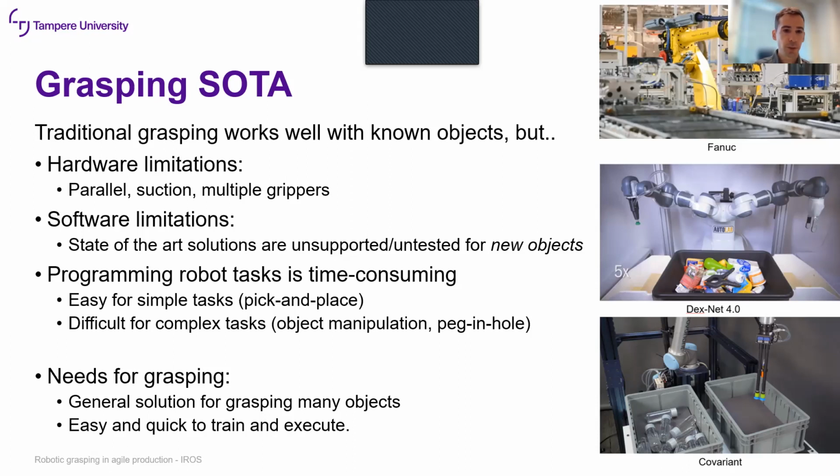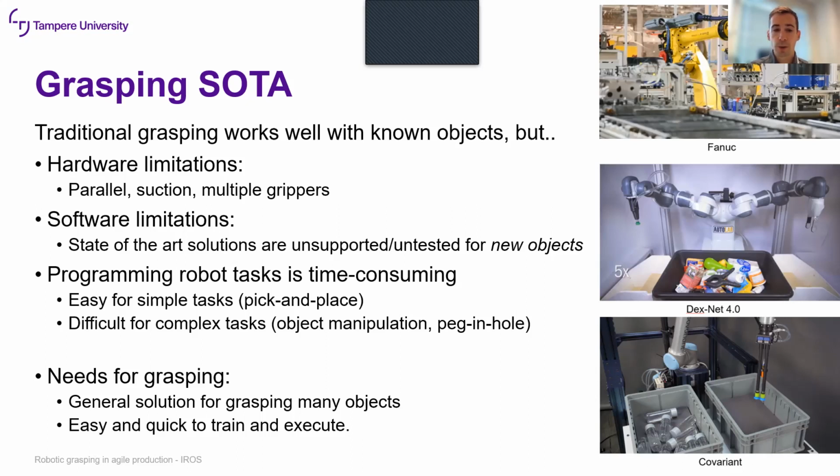There are limitations on the software side as well. For example, in state-of-the-art solutions with deep learning, if you want to try the grasping of new objects, this might not necessarily be supported or even tested, which is a limitation. Then finally, there are limitations in programming, as this is a time-consuming task for all robotic systems. That might be easy for simple pick-and-place tasks, but if we go to more complex handling, such as object manipulation, then it's very difficult to do.